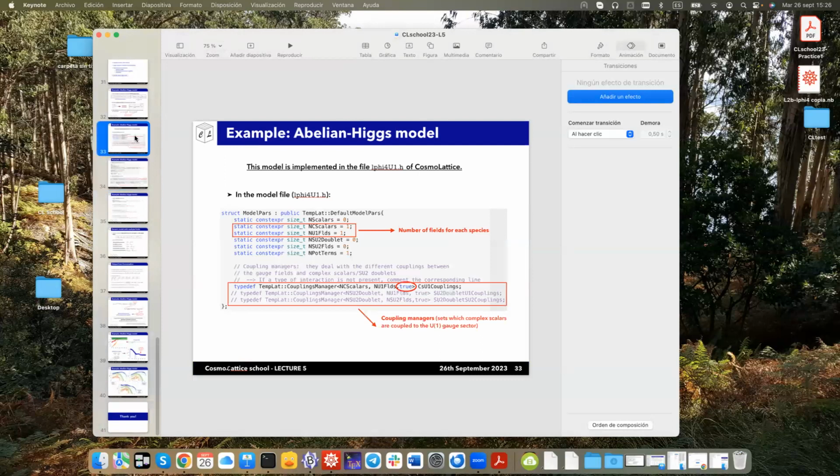So I think what you need first is to change this NU1 fields from 1 to 2. And then I think this function allows you to specify which complex scalars are coupled to the U1 gauge field. I don't remember right now how this function works, so I will need to check. I think Adrian is here. Perhaps he can help me with that answer. I don't know if he has just connected.